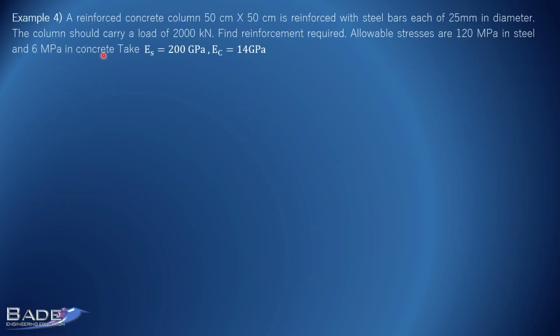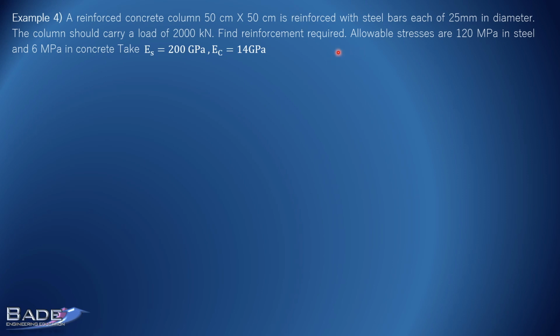Read the problem. Again it is an RCC column. A reinforced concrete column 50 cm by 50 cm is reinforced with steel bars each of 25 mm in diameter. The column should carry a load of 2000 kilonewton. Find reinforcement required. Reinforcement required means how much steel to be used. We are asked to find how much steel we should use, what should be the cross-sectional area of steel, and that decision we are going to make. So now we are design engineers.